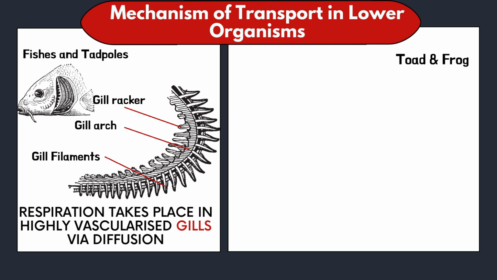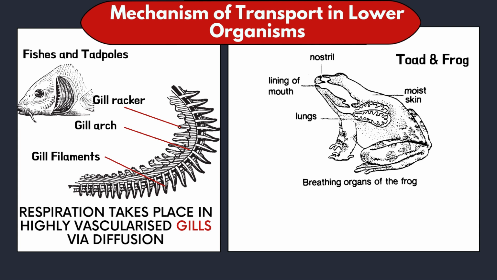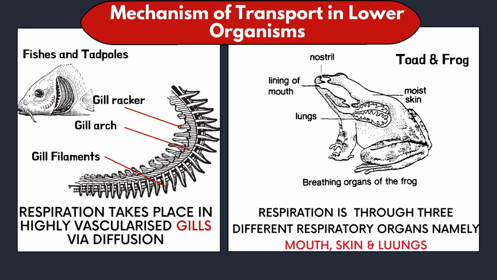Mechanism of respiration in adult toad. The adult toad uses 3 different respiratory organs or systems for gaseous exchange. The organs are the mouth, the skin, and the lungs.